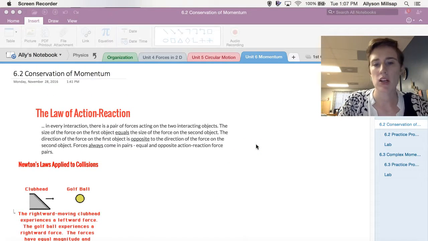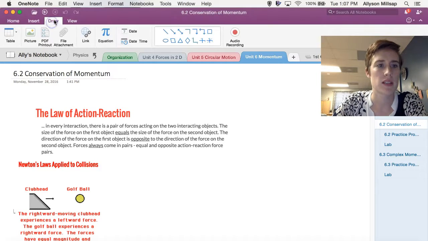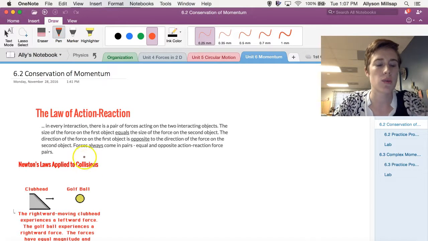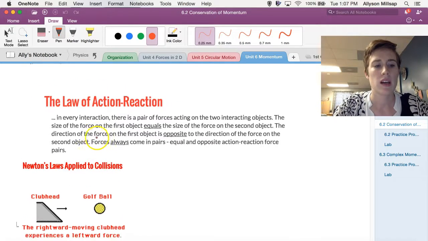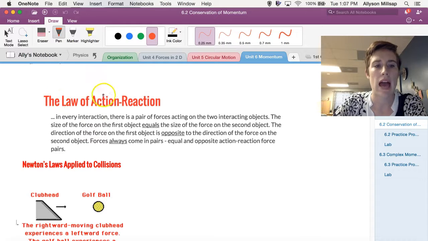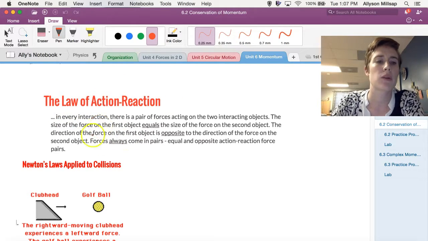In this video, we're going to be talking about the conservation of momentum. So we're going to start with reviewing a law that we actually have already learned about, the law of action and reaction. This is one of Newton's laws. And I just typed it out and kind of reworded it for you.